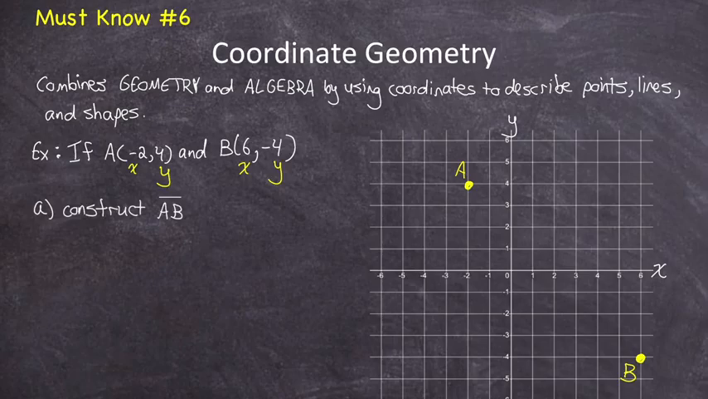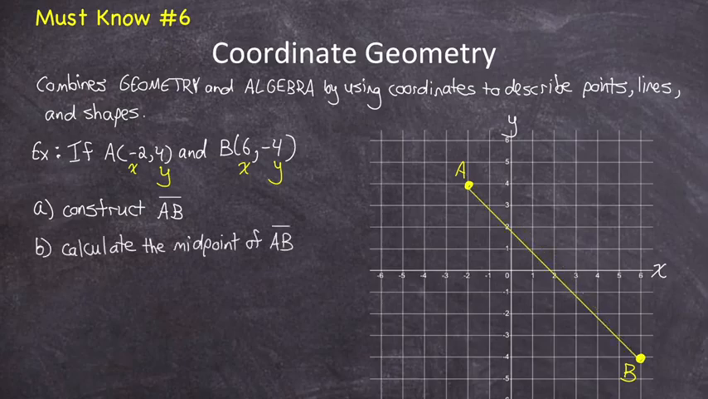Part A says to construct the line segment AB. That's what that notation means. So I'll just connect point A and point B with a straight line. Part B says to calculate the midpoint of line segment AB.